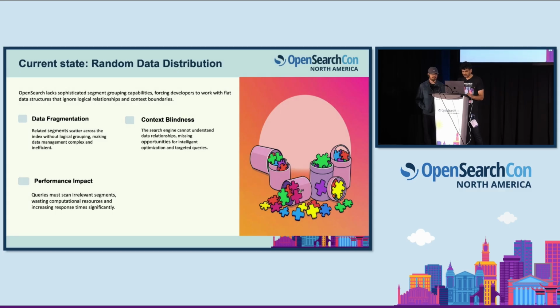I have an image here in the slide which shows how data is distributed. It's like jigsaws in buckets, and each bucket you can think of as a segment, and the color of the jigsaws shows the relationship between the documents. So in the current architecture, it basically just randomly distributes these documents across these buckets.